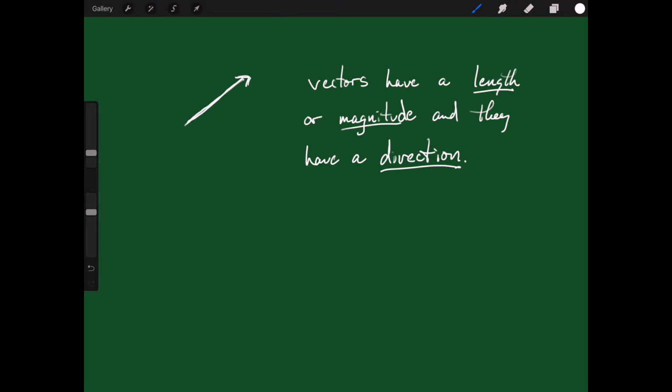So what does it mean for two vectors to be equal? It means they have the same magnitude and the same direction. They don't have to have the same starting point, and that's the big takeaway here.